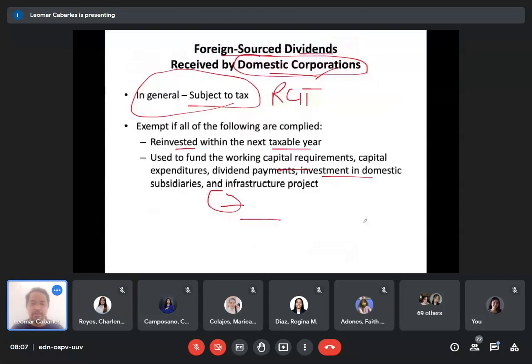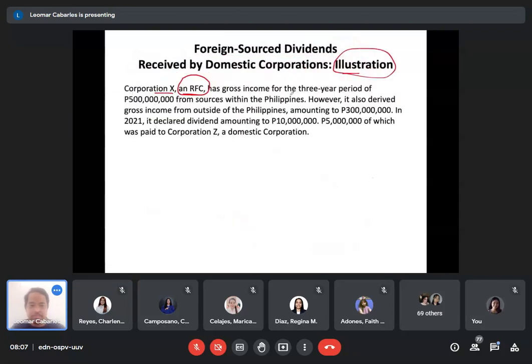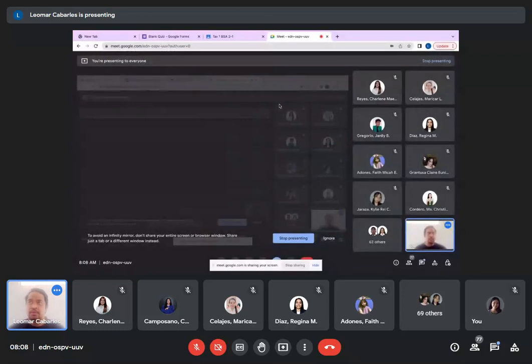Okay, so this is the illustration. No? Okay, so meron siyang gross income na 500 million for the last 3 years. Ang relevance ng gross income na yan, malalaman mo kung foreign source yung dividend or not. 500,000 came from sources within the Philippines. However, it also earned gross income outside of the Philippines amounting to 300 million. So if you add up 500 million and 300 million, that is 800 million. Out of the 800 million, 500 million came from sources within the Philippines. So if you compute the portion ng source within the Philippines, that is more than 50%. That's 500 million over 800 million.